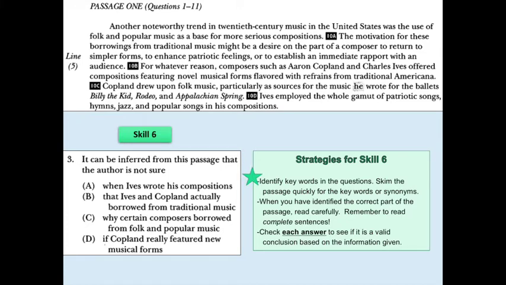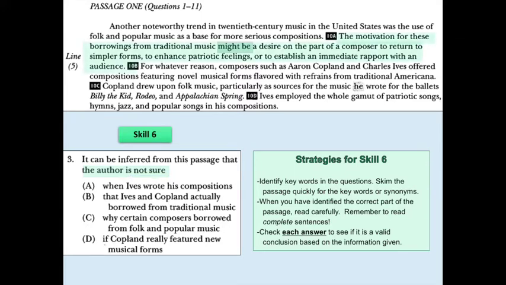Identify key words in the question and then skim the passage quickly for key words and synonyms. When you have identified the correct part of the passage, read carefully. Then check each answer to see if it is a valid conclusion based on the information given. So the key words in this question are the author is not sure. So in the passage, we see might be. Might be is a modal that shows uncertainty. So that is a synonym for not sure.